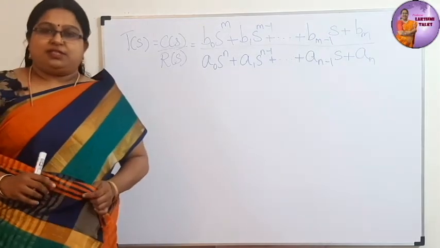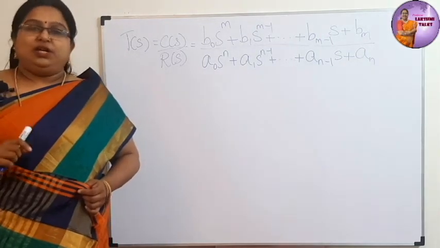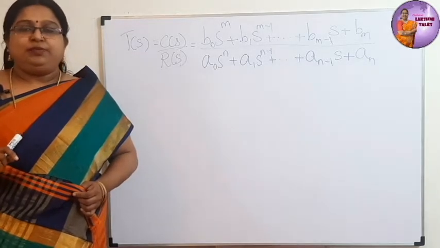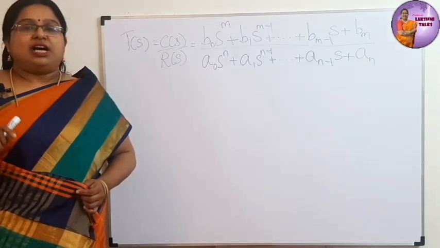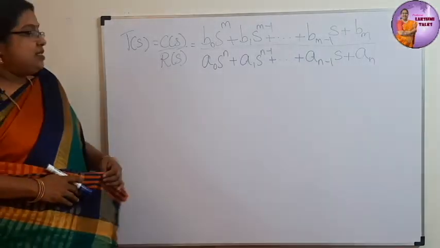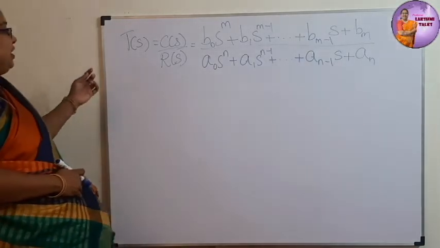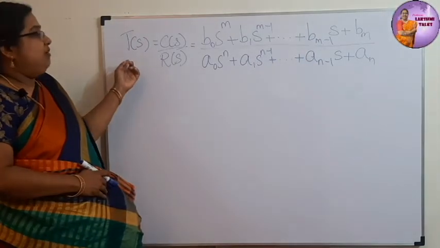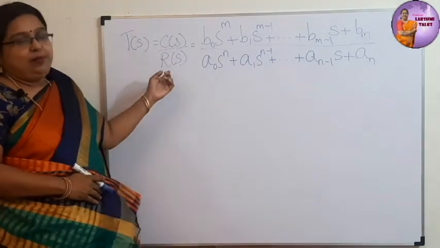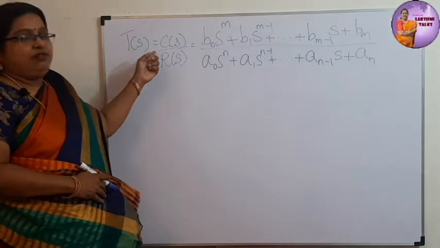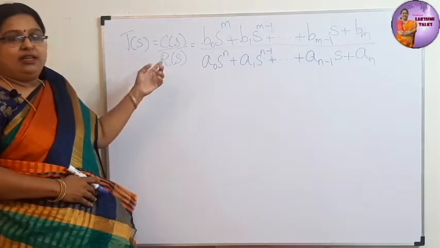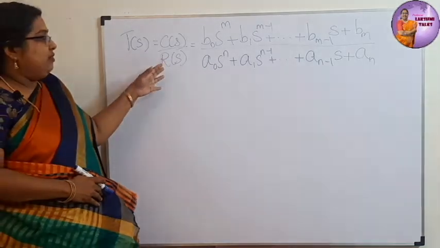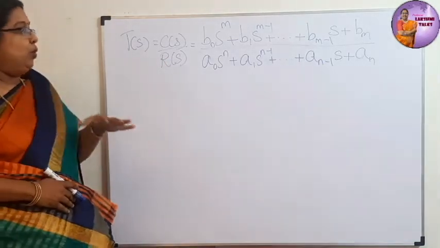Hello students, in today's class we will see about order of a system, degree of a system and how to represent transfer functions. Okay. See, we know that a transfer function is in general represented by T of S, right? What is T of S? T of S is equal to C of S by R of S. What is C of S and R of S? We know that C of S is the Laplace transform of the output and R of S is the Laplace transform of the input. Okay.